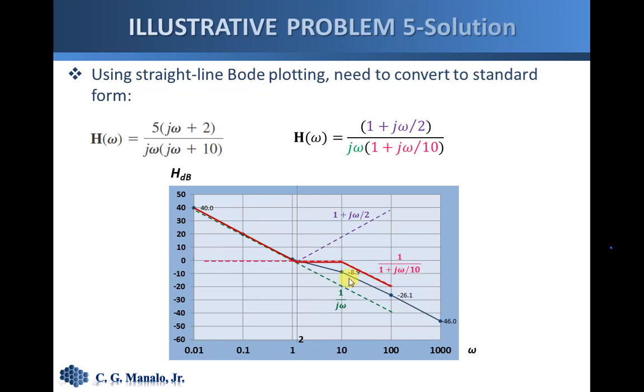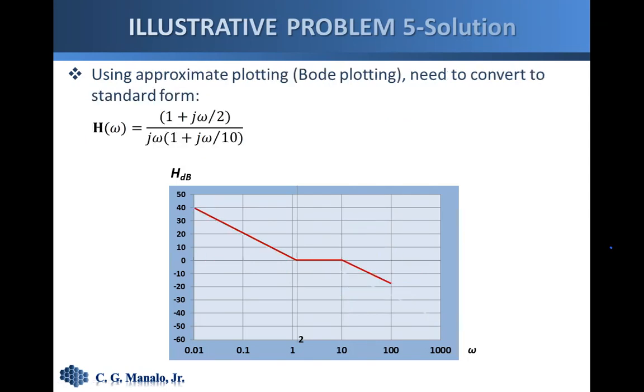So notice that between 2 radians per second and 10 radians per second, the value is not actually 0, it is slightly lesser than 0 because it became flat after 2 radians per second. So that is the plot. Between 2 and 10, this is not actually 0.